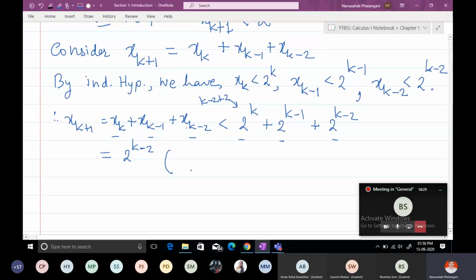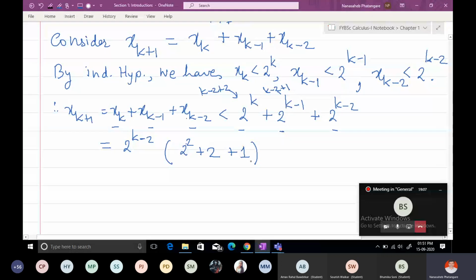Right, so if I take 2 raised to k minus 2 common, what is 2 raised to k minus 1? k minus 1 is k minus 2 plus 1, right? So what should I get if I take 2 raised to k minus 2 outside this bracket and common from these three terms? 2 squared plus 2 plus 1. Am I right?